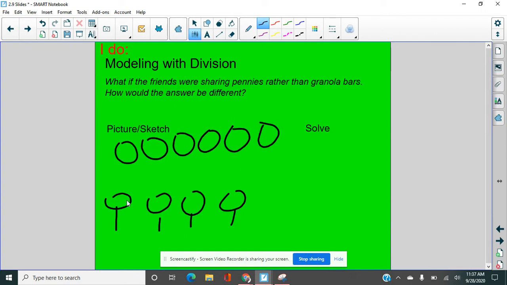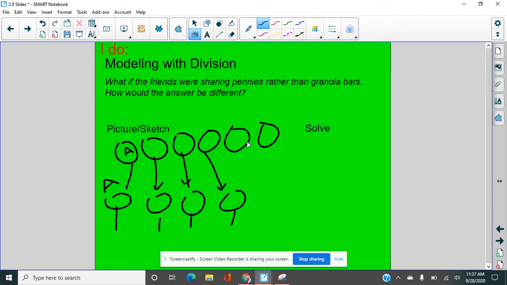So are there enough pennies for each kid to get one? Yes, right? I'm going to call this kid A, right? He's going to get this penny. And so that's going to go to him. That'll go to her. That'll go to him. And that'll go to her. So now look at these, right? Well, break them in half.